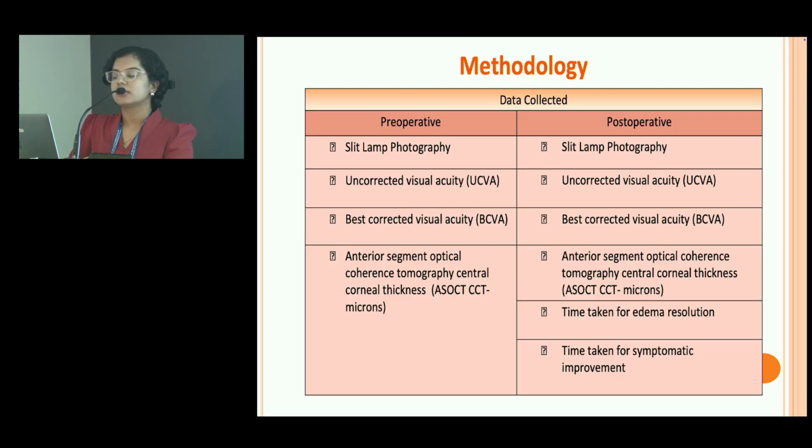Post-procedure, the improvement in edema was evaluated using the same parameters, as well as the time taken for edema resolution and symptomatic improvement was also measured. All the patients were initially treated with conservative methods, following which no satisfactory treatment outcome was observed, and then they were all taken for compression sutures.